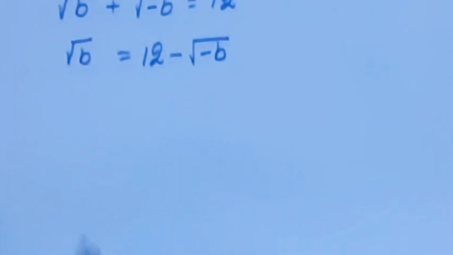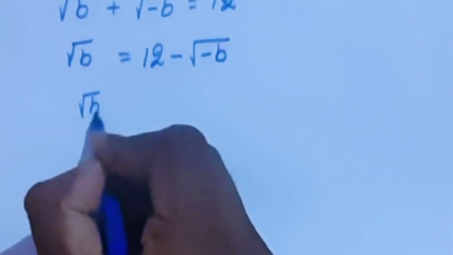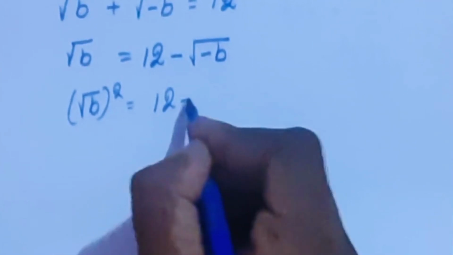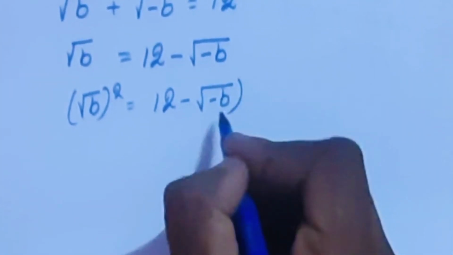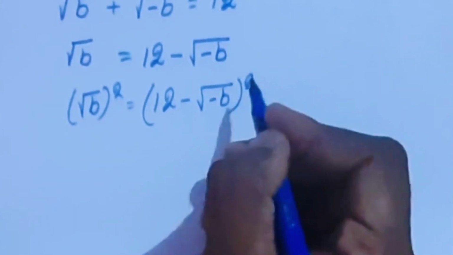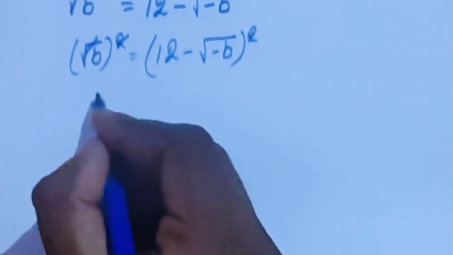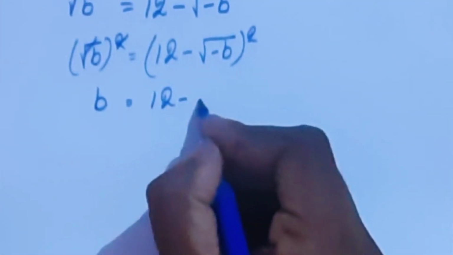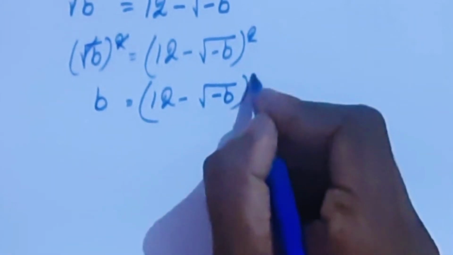Here we are going to take a square on both sides, so square root of b whole square equals 12 minus square root of minus b whole square. Now the square and square root will cancel each other. Here we have b equals 12 minus square root of minus b whole square.